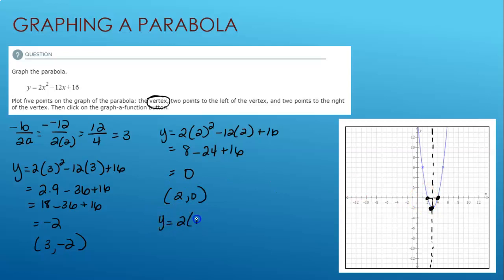So that's 2 times 1 squared minus 12 times 1 plus 16. 1 squared is 1. 1 times 2 is 2. It is not 2 squared, it is 1 squared. 1 times 1 is 1. 1 times 2 is 2. Minus 12 plus 16. 2 minus 12 plus 16 becomes 6. So that tells me when I substitute in 1, I get 6, which is why this point is here. 2 spaces from the left means that on the other side, 2 spaces on the right should be another mirrored point.